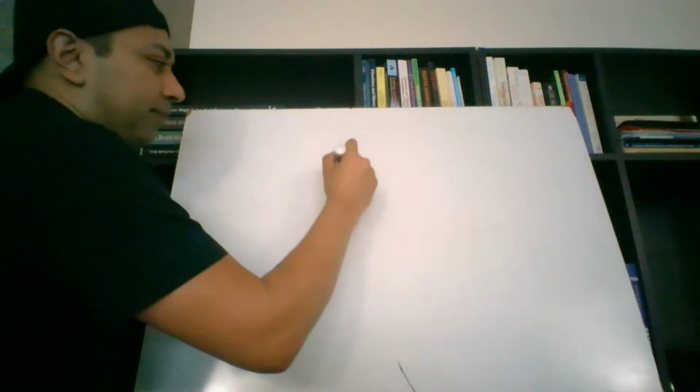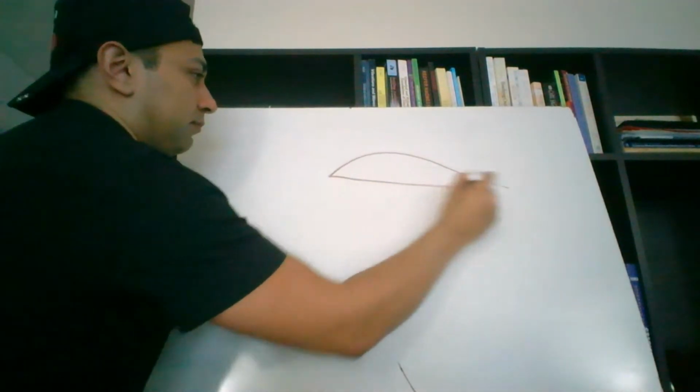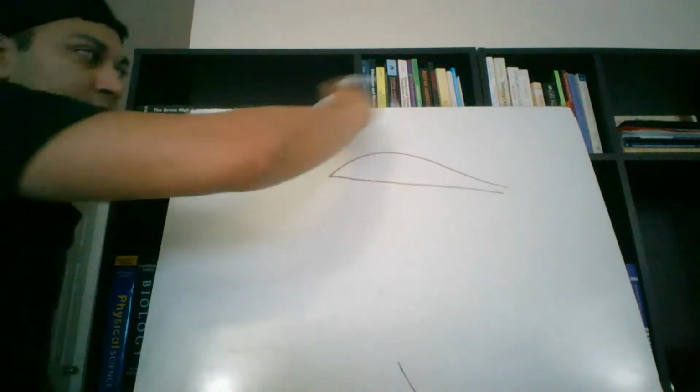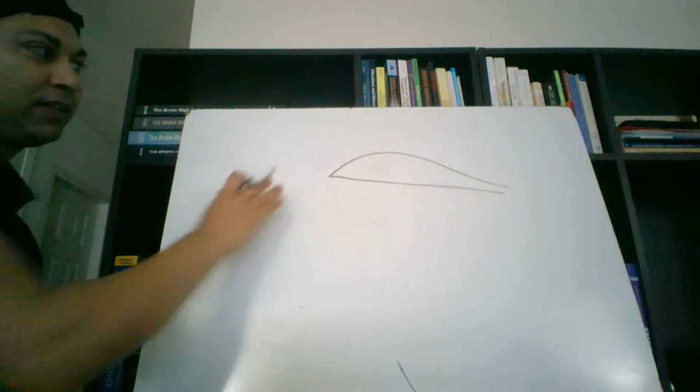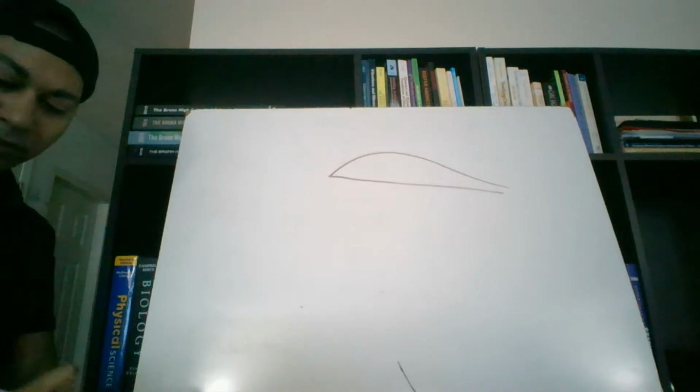So let's take a look at the wing of an airplane. The wing of an airplane looks something like this. And there's a reason for why the wing of the airplane goes like this. This is a side view, a cross-sectional view of the airplane's wing. So why does the wing of the airplane look like that?